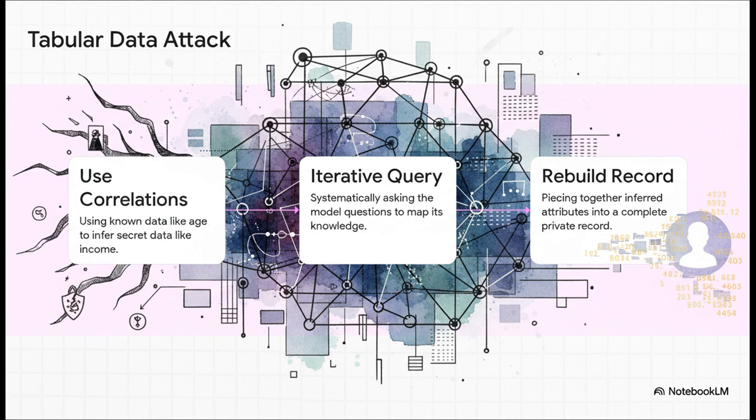They start by looking for simple correlations. For example, they might use something public, like a person's age, to start asking the AI model questions that give them clues about a secret, like that person's income. And they don't just do it once, they do it again and again, asking thousands of tiny questions to build a map of what the model knows. And then, finally, they piece all those little clues together and bam, they've reconstructed a complete, private record.